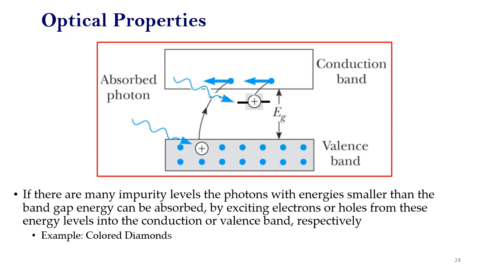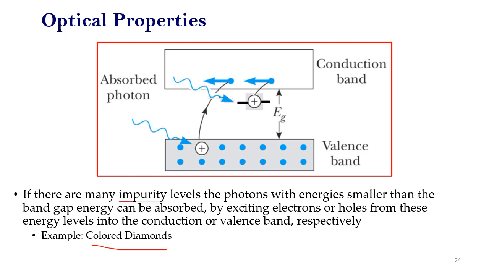If there are many impurity levels, the photons with energy smaller than the band gap energy can be absorbed by exciting electrons or holes from these energy levels into the conduction or valence band respectively. For example, colored diamond. As we know, the pure or plain diamond doesn't have any color, but some pink or blue diamonds exist. This kind of diamond, the blue or pink diamond, gets its color from the impurity.